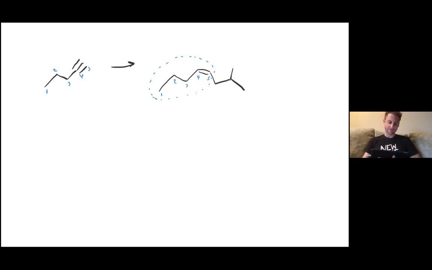So taking a look at what I have in the structure, it looks like I need to do 2 different things. One of them is going to be to create a double bond. The other one is going to be to add this alkyl group here.